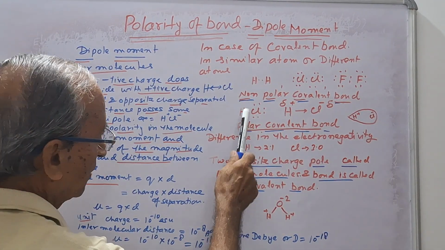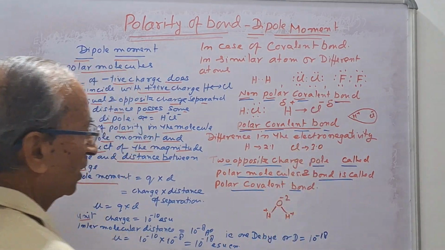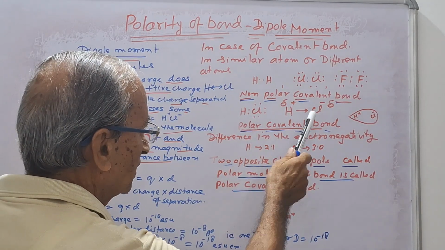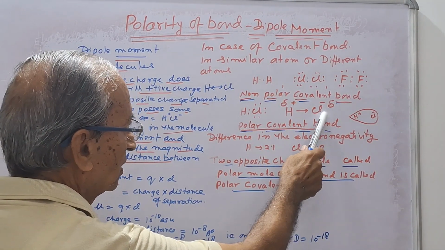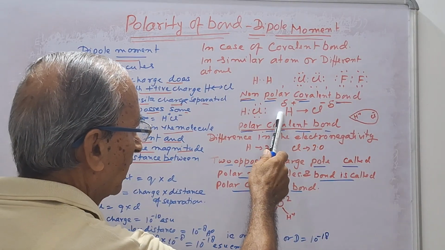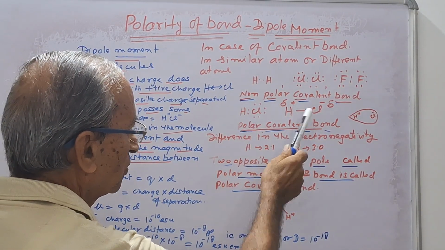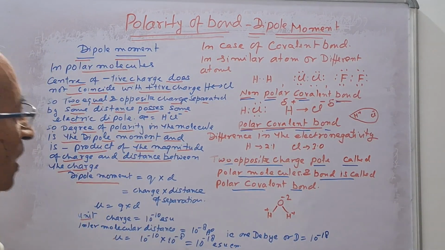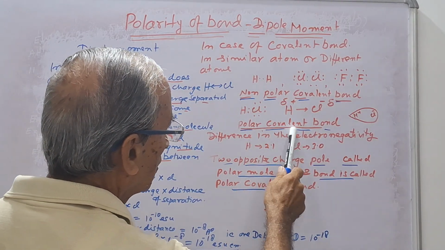It means this shared pair of the electron will be shifted toward the chlorine, and here chlorine becomes negative and the hydrogen becomes positive, because the shared pair of the electron is shifted toward the more electronegative atom. This is known as the polar covalent bond.